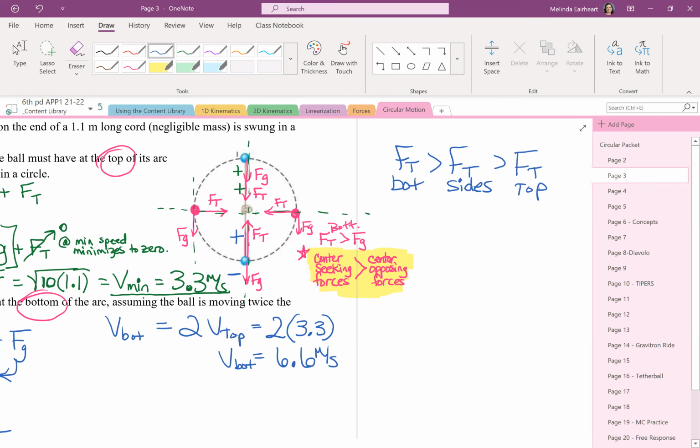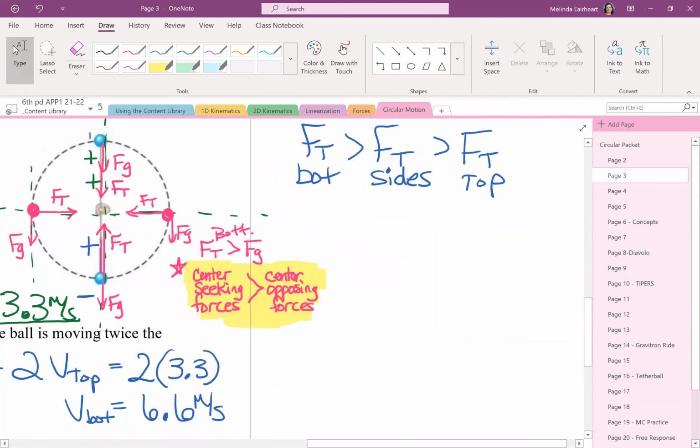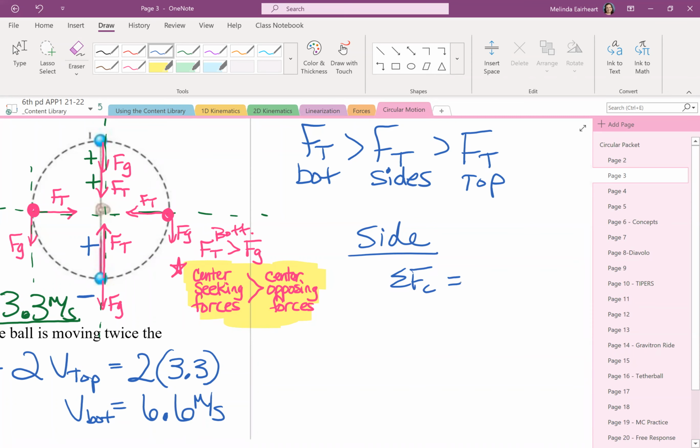And one more thing before I leave this problem, looking at the side, what would your F-net statement read for the side? F-net C would equal what? Center seeking minus center opposing. It would be tension, still center seeking. Then what? Gravity's there. Is it center seeking?